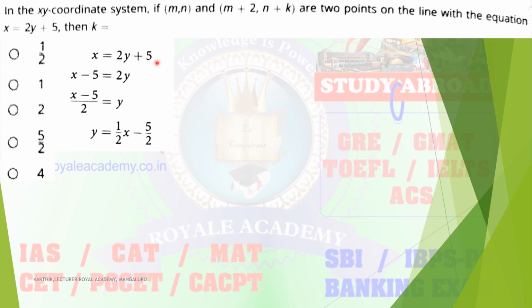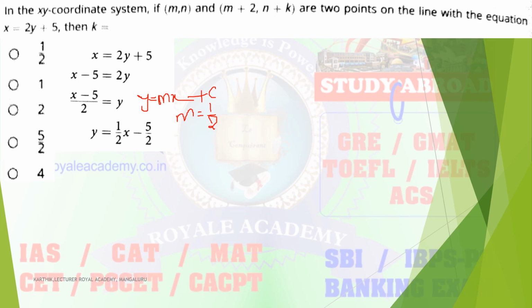So x is equal to 2y plus 5, x minus 5 is equal to 2y. Why? Because the expression we need is in the form of y is equal to mx plus c. So then divide by 2. After simplification, you will get y is equal to half x minus 5 divided by 2. So that is in the form of y is equal to mx plus c. So here what is the value of m? m is equal to half.